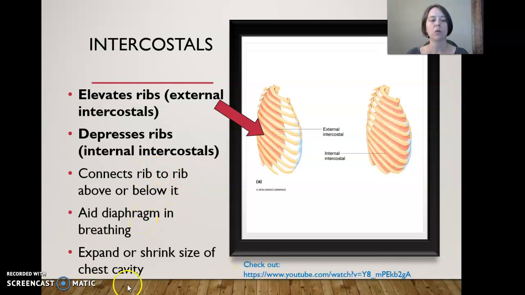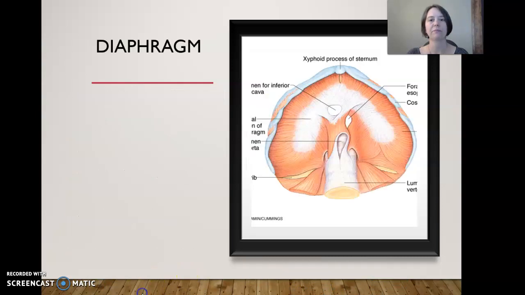We have a little video we're going to watch when we're in class. And then you can see the intercostals are there. And there's a different video.